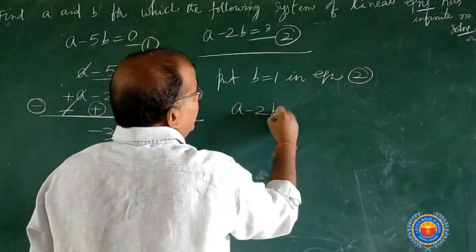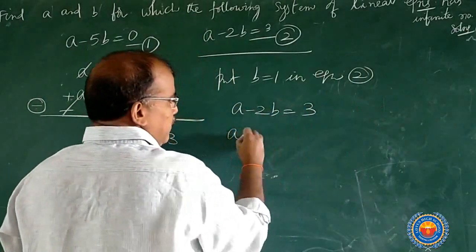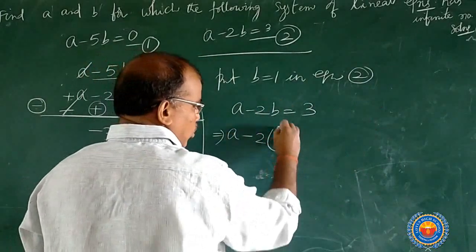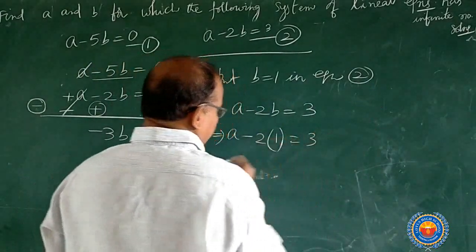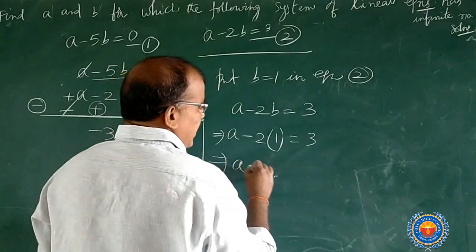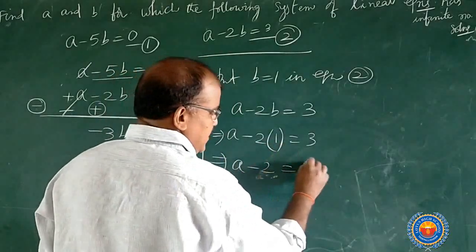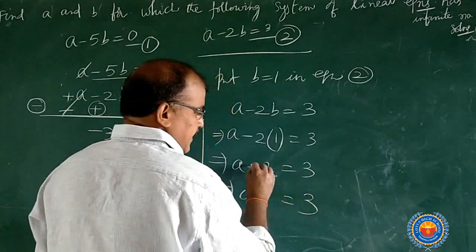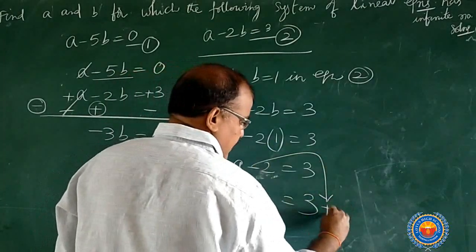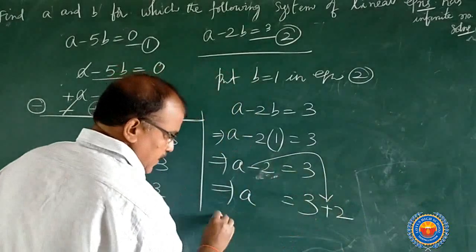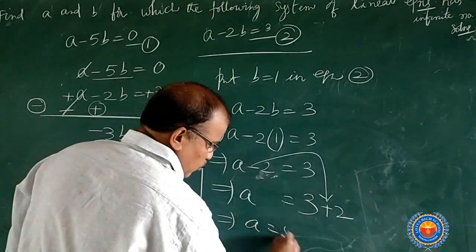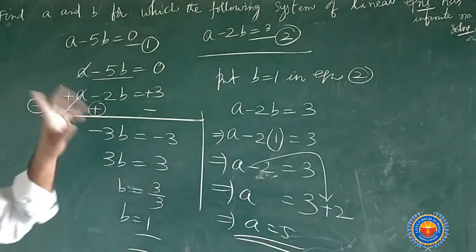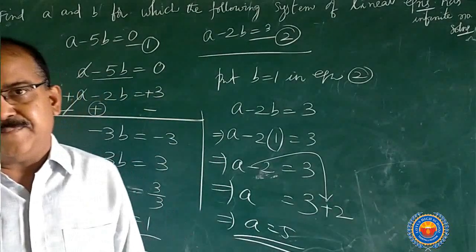I substitute into A minus 2B is equal to 3. A minus 2 into B, 2 into 1, is equal to 3. That implies A minus 2 ones are 2 is equal to 3. That implies A is equal to 3, this minus will be transposed to plus 2. 3 plus 2, that implies A is equal to 5. Finally, my answer is A is equal to 5 and B is equal to 1. This is the final answer.